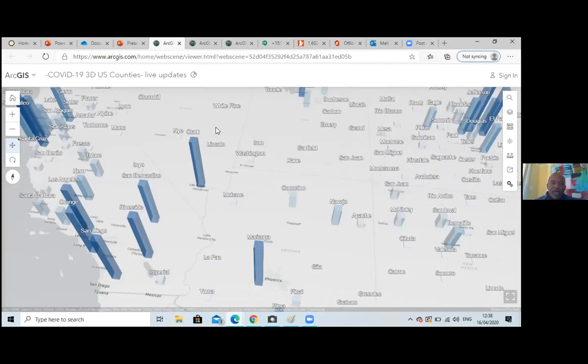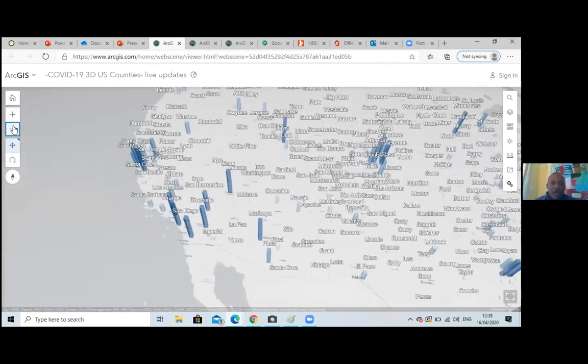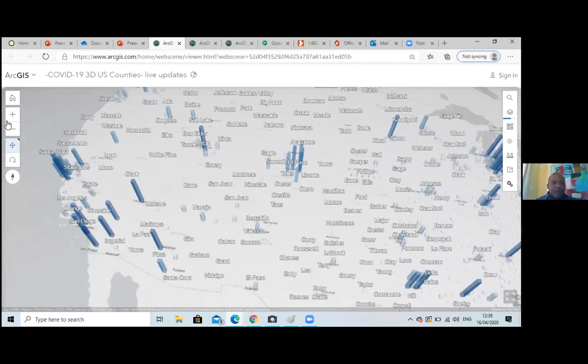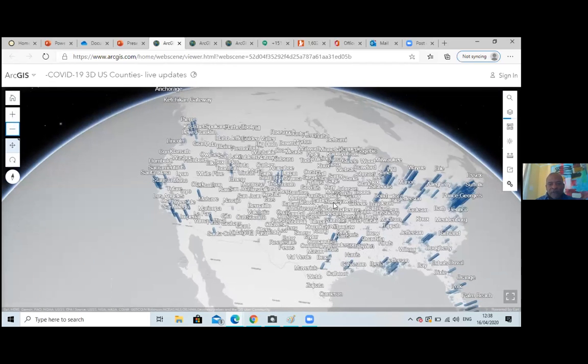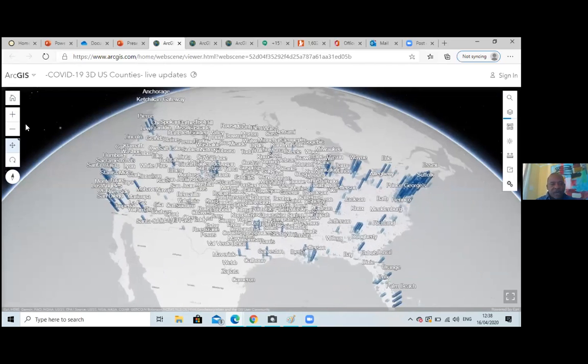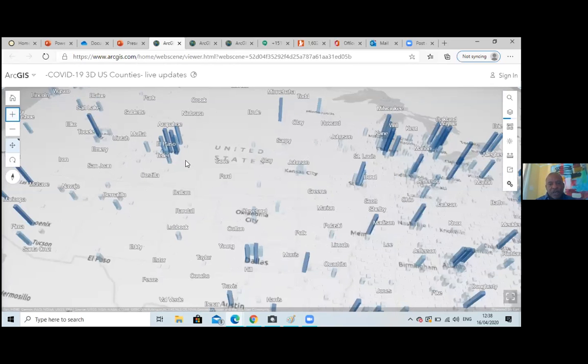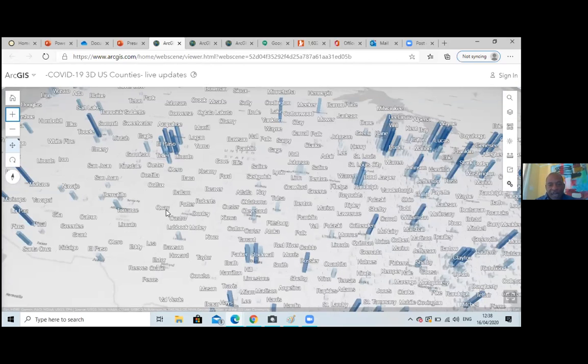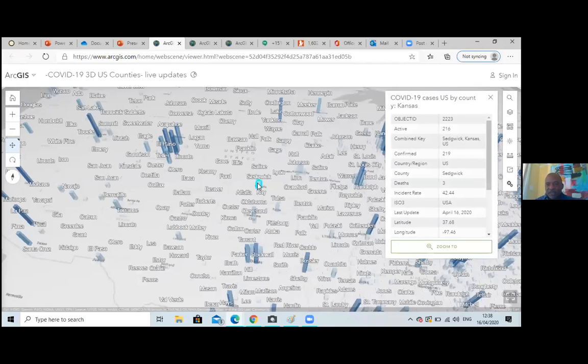Anyone who wants to play with this, it's on the GIS website, and there's other stuff. We put more stuff up frequently, trying to help people do research on coronavirus. Here's the Denver area. You can see that a lot of counties in the middle of America don't have a lot of cases. This is Sedgwick, Kansas, 219 confirmed cases, 3 deaths, right?